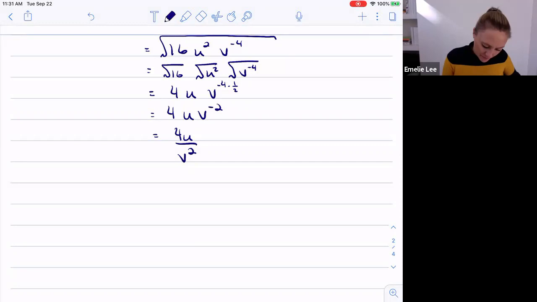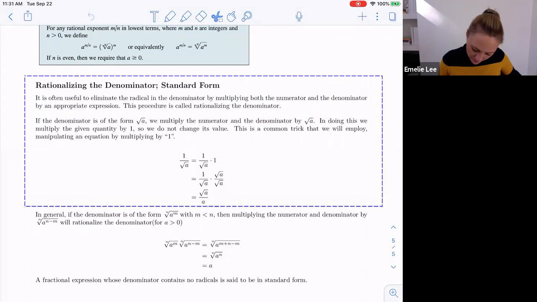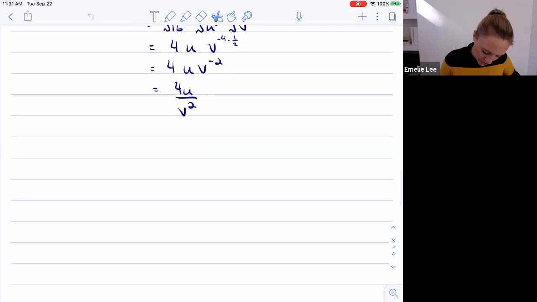So we're going to be talking about rationalizing the denominator and standard form. We'll start with just rationalizing the denominator.